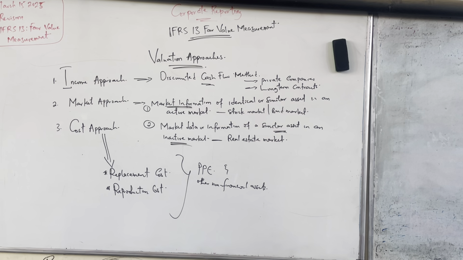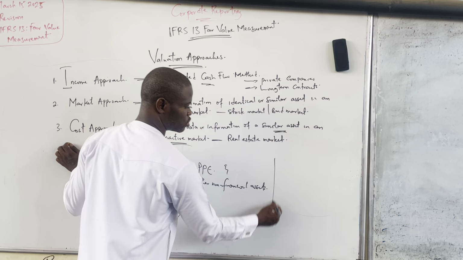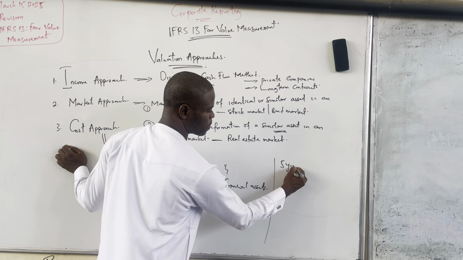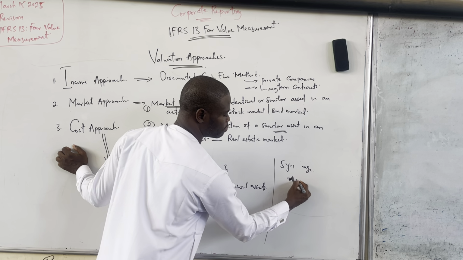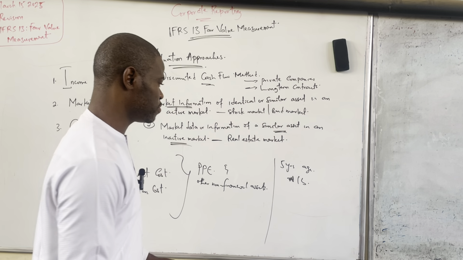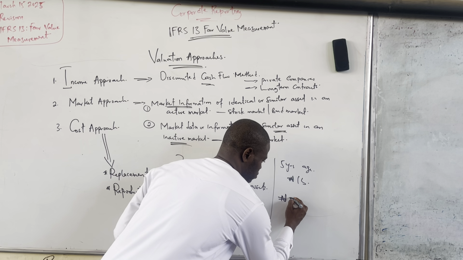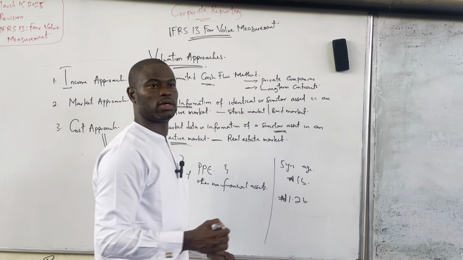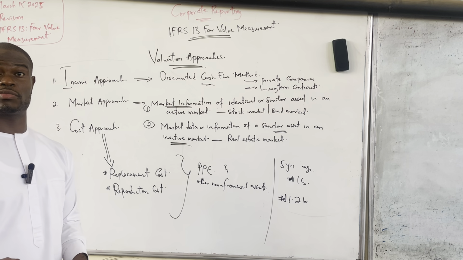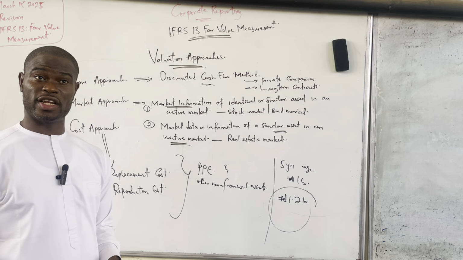If I have an asset and I want to replace it today, how much? So, I mean, using cost approach is like saying you have an asset that you bought 5 years ago for 1 billion. And if you want to replace the asset today, you have to spend something like 1.2 billion. Is 1.2 billion the fair value?